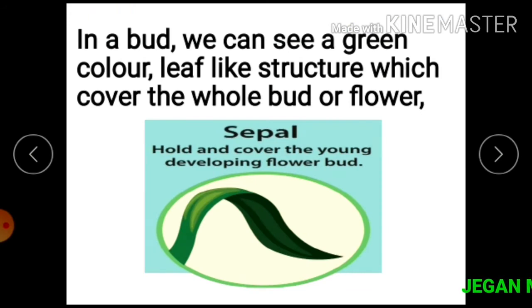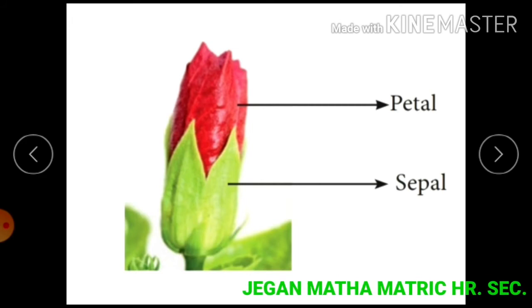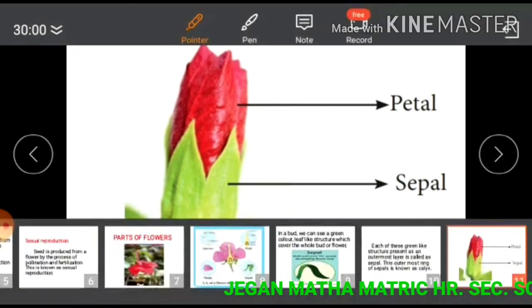In a bud, we can see a green color leaf-like structure which covers the whole bud or flower. This is known as sepal. Each of these green leaf-like structures present as the outermost layer is called sepal. The outermost ring of sepals is known as calyx. This figure shows sepal and petal.